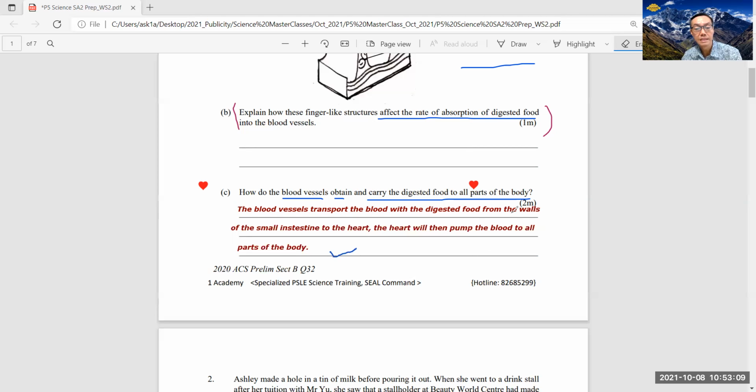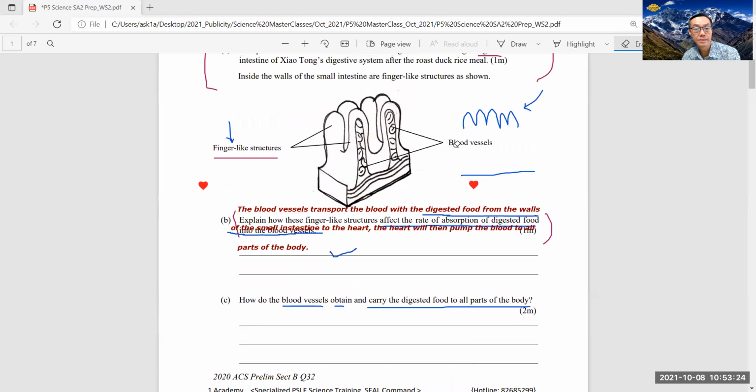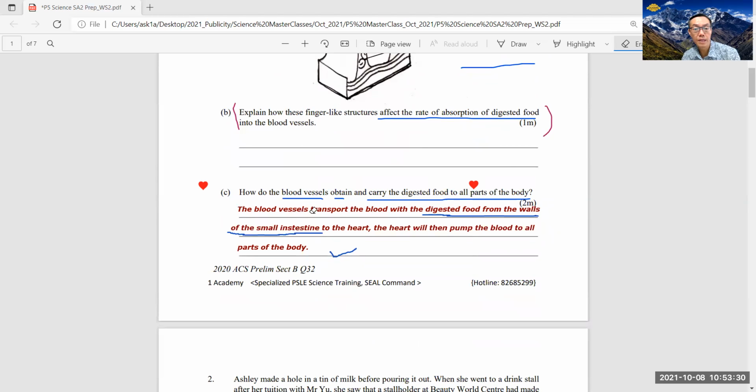Okay, thank you. So this one you must mention this part, the examiner looks for this one: digested food from the walls of the small intestine. Just now you saw the figure on top, this part. The walls are, this is the small intestine. So the blood vessel transports the blood with the digested food from the walls of the small intestine to the heart, and the heart then pumps the blood to all parts of the body.